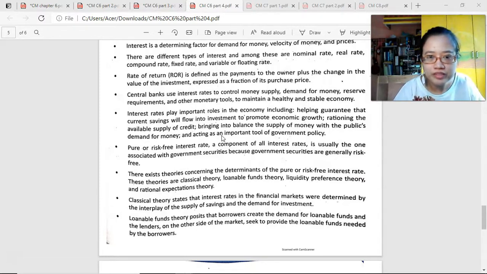Anyway. Bringing into balance the supply of money with the public's demand for money. So the capital market would, of course, assess how much money they are receiving from the savers and the depositors, and they would, in a way, balance it out with how much money the borrowers would need for their funding needs. And then acting as an important tool of government policy, because again, they want price stability. They're trying to control the rate of inflation.